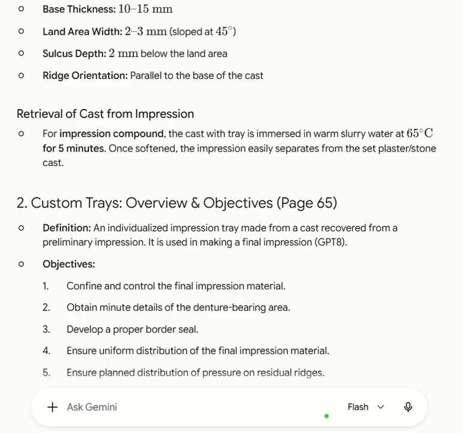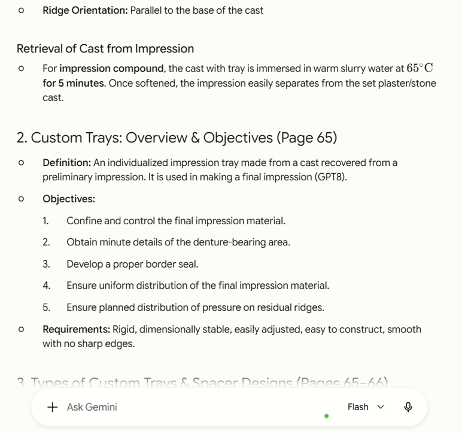Objectives: confine and control the final impression material. Obtain minute details of the denture bearing area. Develop a proper border seal. Ensure uniform distribution of the final impression material. Ensure planned distribution of pressure on residual ridges. Requirements: rigid, dimensionally stable, easily adjusted, easy to construct, smooth with no sharp edges.